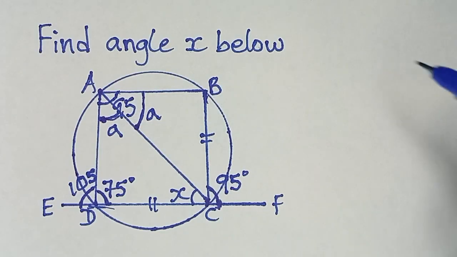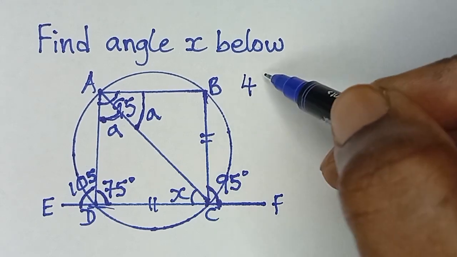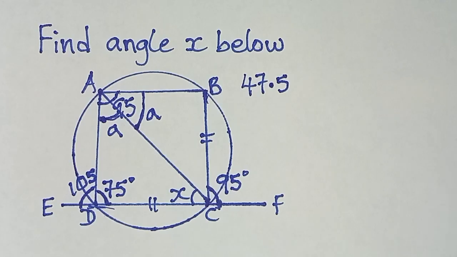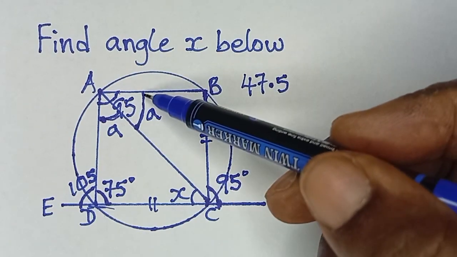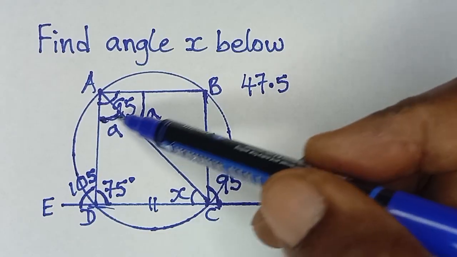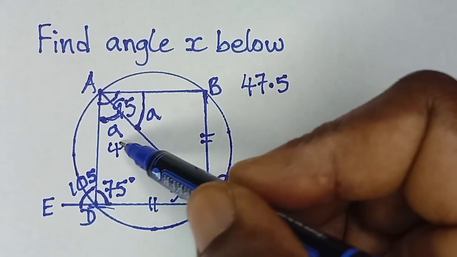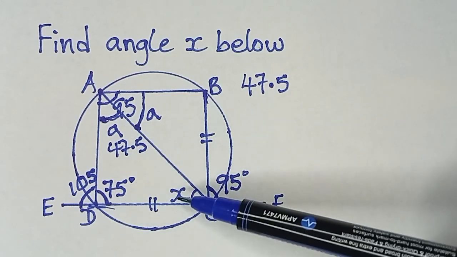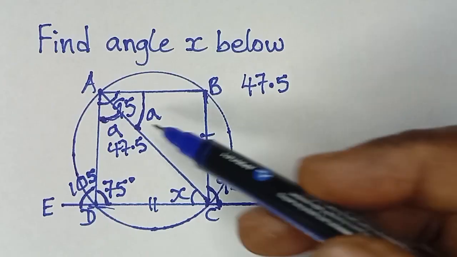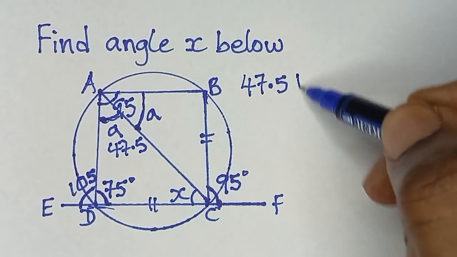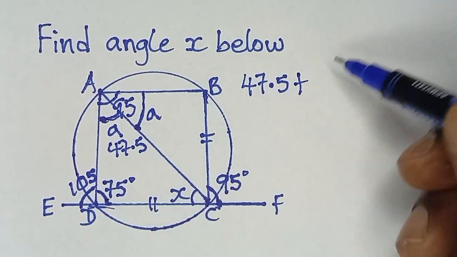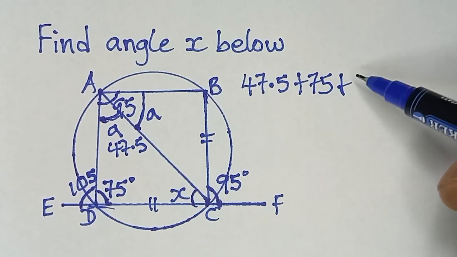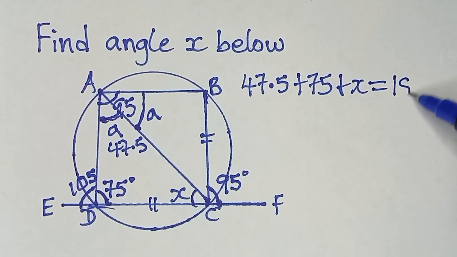So 95 divided by 2 is going to give us 47.5. That is when we divide 95 by 2. So this angle is 47.5 and this angle is also 47.5. So now let's look at this triangle. Let's add the three angles together. So 47.5, which is this angle, plus 75, which is this angle, plus x, which is this third angle, is equal to 180.